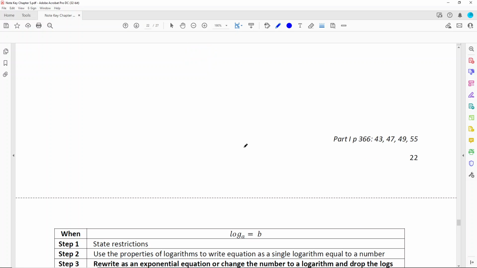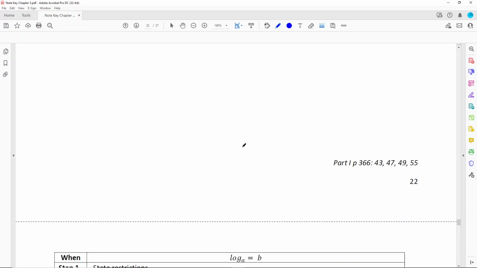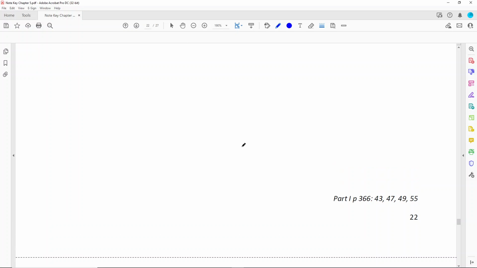Okay, so that's part 1. Go and practice a few of those where you can make it a log equal to a log and drop your logs. Good luck.